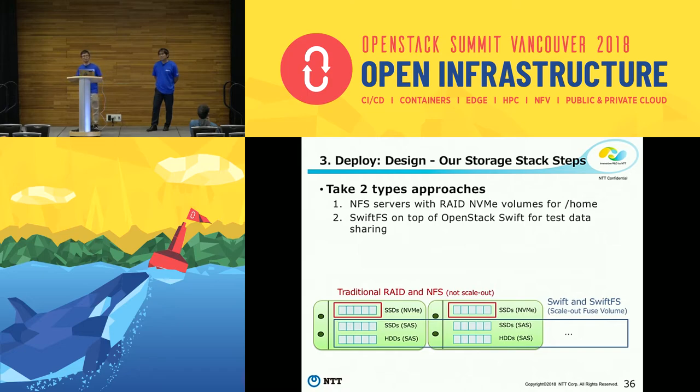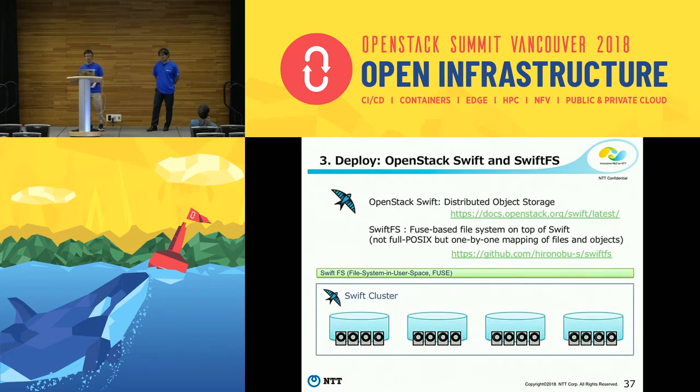That can be a scalable fuse file system in the OSS. I would like to explain OpenStack Swift and SwiftFS. Swift is the oldest project of OpenStack, and it can be used with common hardware like Xeon servers that equip several disks, hard disks, SSDs, and it's completely scalable, durable, and easy to maintain for us.